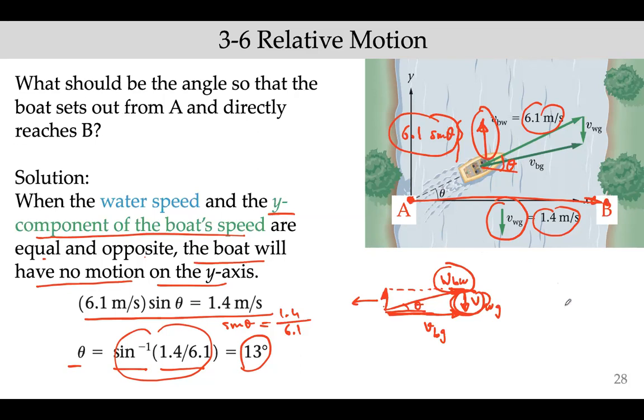If it's more than 13 degrees, if this is A, if it's B, let's say the angle is 15 degrees, you will end up here. If the angle is, let's say, not 13, but let's say 10 degrees, so if this is A, if this is B, what will happen is you will end up down here, under B, not exactly at B. So that's all for this lecture.